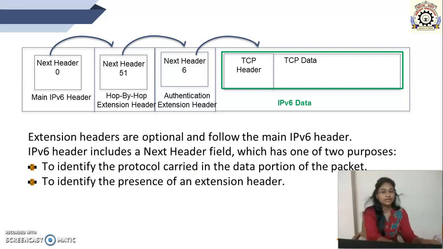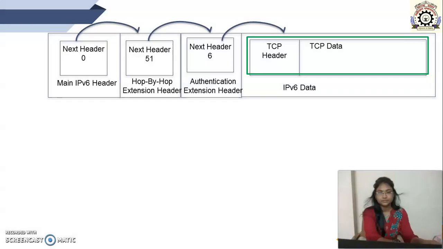So the next header field is used in two cases. If the extension header is present, it will indicate the extension header which follows the base header, and the sequence of extension headers continues depending upon the value of the next header. And if there is no extension header, then the next header field of the base header is used to indicate the protocol which is used in the data field.